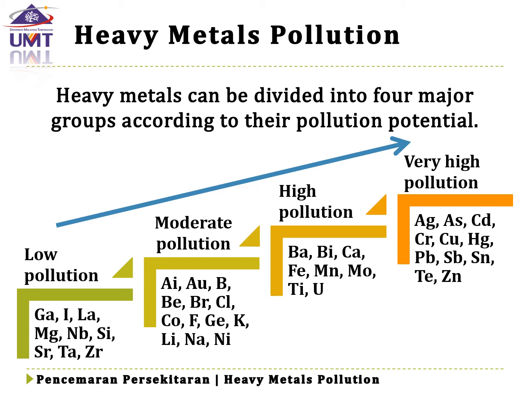Heavy metals can be divided into 4 major groups, according to their pollution potential. Very high pollution potential, such as arsenic, cadmium, chromium, copper, mercury, and lead. High pollution potential, such as barium, manganese, iron, and uranium. Moderate pollution potential, such as bromium, kalium, lithium, and nickel. Low pollution potential, such as gallium, magnesium, and tantalum.